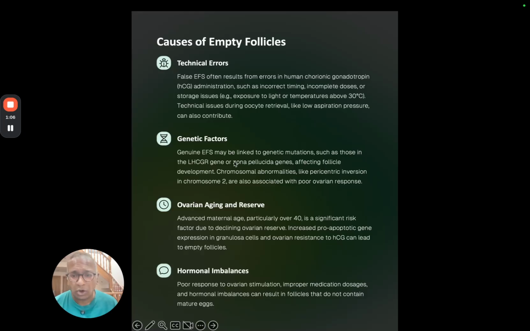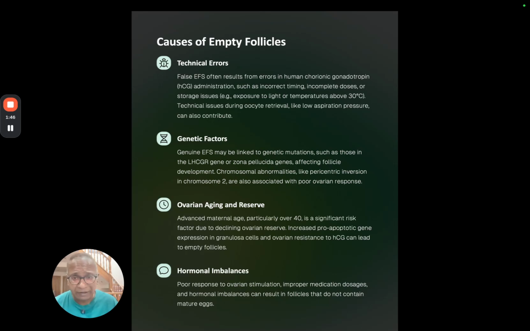So what are the causes of empty follicles? You could classify them into 4 reasons, and one is technical, called false empty follicle syndrome. It often results from errors in giving HCG injections, such as incorrect timing, incomplete dose, or exposure to very high temperatures, which happens during summer generally. These technical issues tend to lead to getting fewer eggs. Very rarely, using a very low aspirate pressure can also contribute.